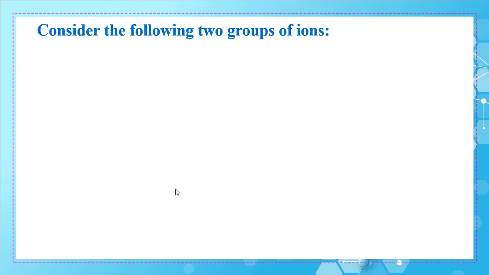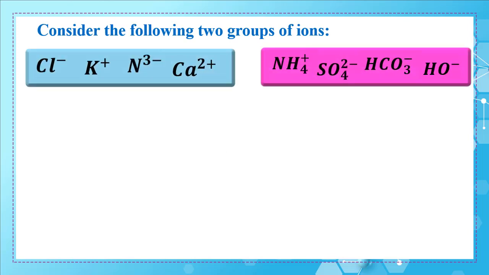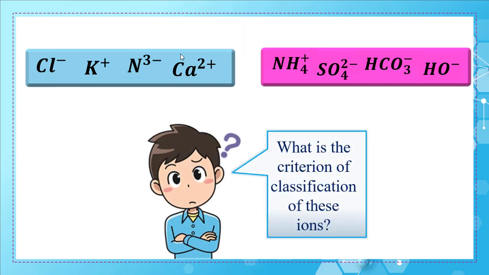Now consider the following two groups of ions. As you can see, these two groups are not classified according to cation or anion, because Group 1 contains positively charged particles and negatively charged ones, and Group 2 also contains positively charged particles and negatively charged ones. So these two groups are not classified according to the charge into cation or anion. So what is the criterion of classification of these ions?